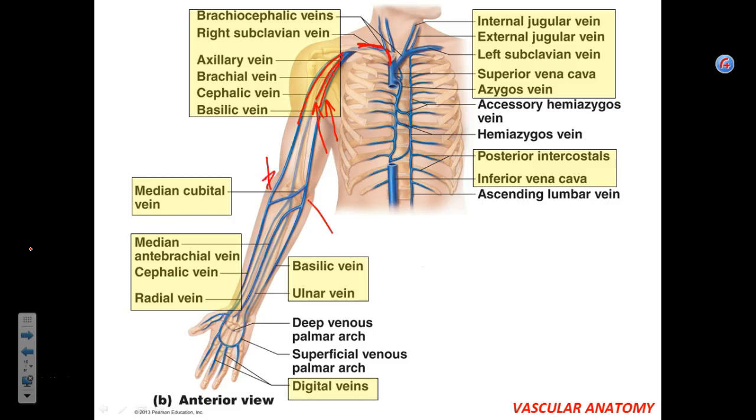So cephalic and basilic are connected by the median cubital, and you have radial and ulnar, which are branches of the brachial vein. Okay. Median antebrachial branches of the basilic vein and runs superficially on the anterior aspect of your antebrachial region.